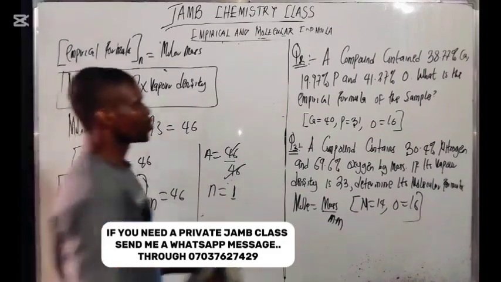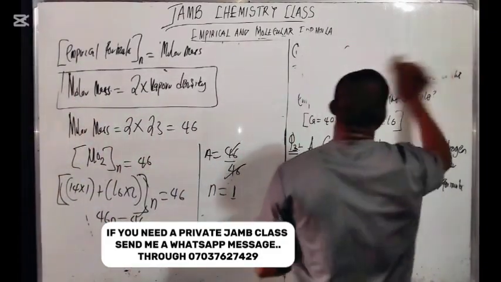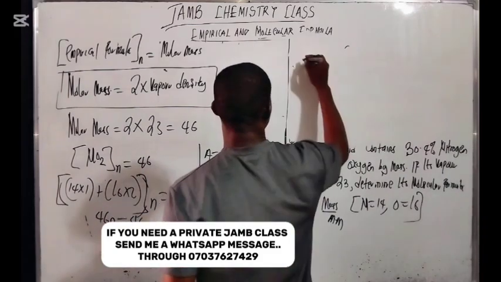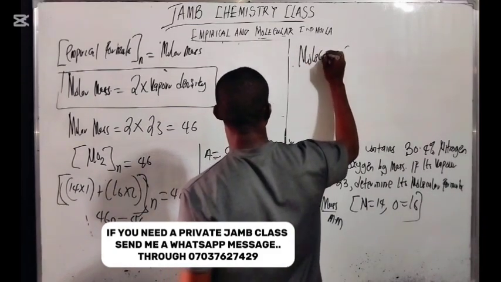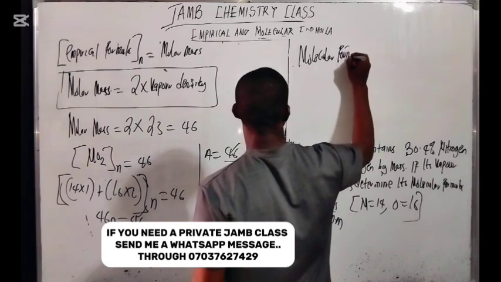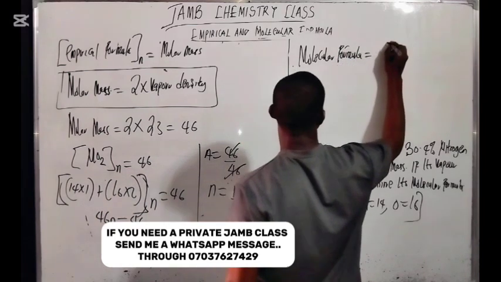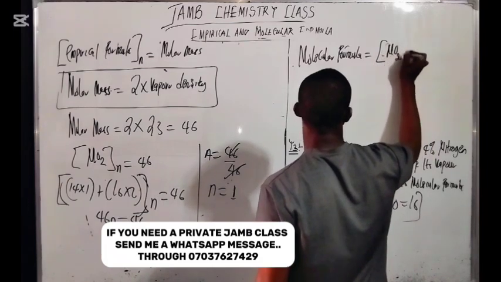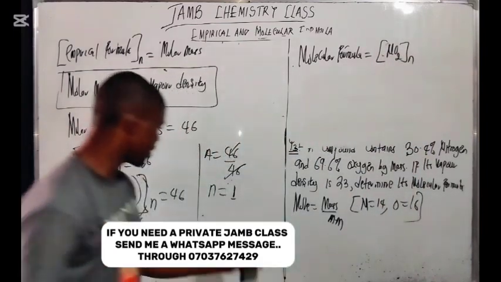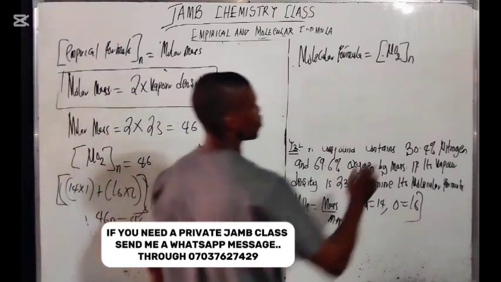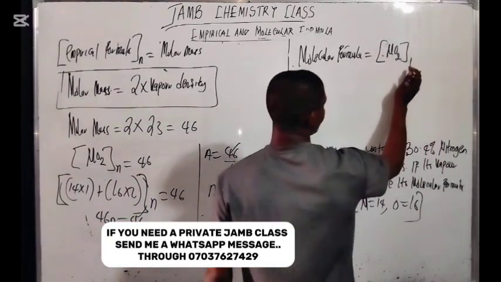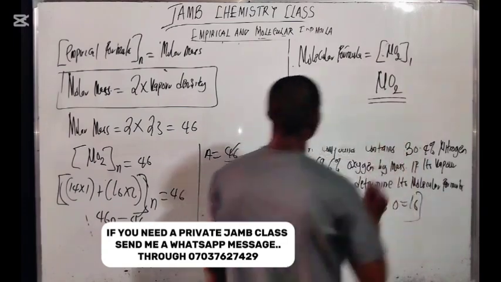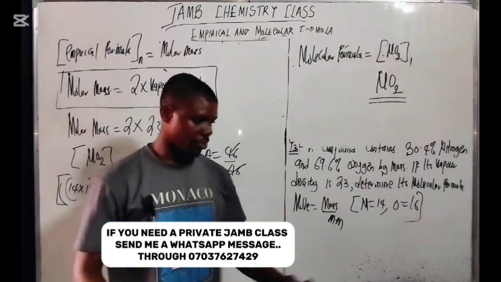So my molecular formula is NO2 times n. My n is 1. So it is 1 times NO2, which is NO2. Okay. So my empirical and molecular formulas are the same.